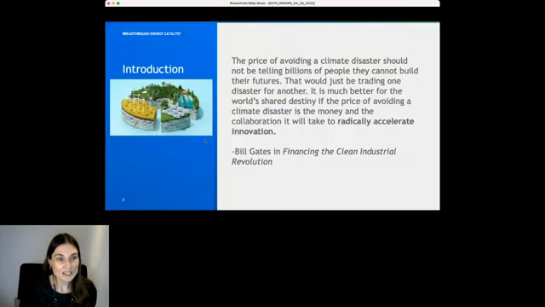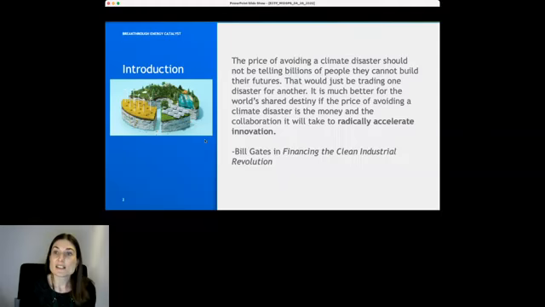To set the stage, Bill Gates wrote about this project in a publication called Financing the Clean Industrial Revolution. And I think that this quote really sets the stage for the work that I do and for this project. It explains the motivation of why we need this framework in the first place.